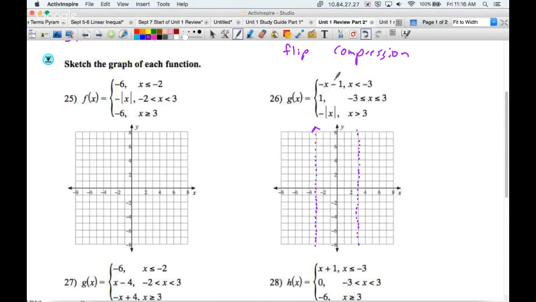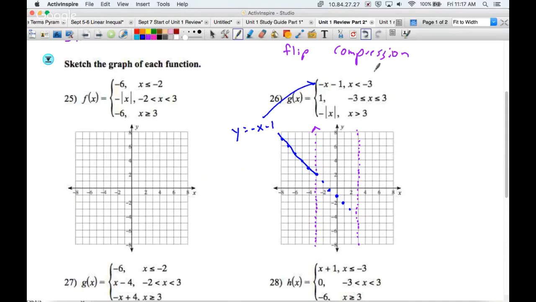In the first strip, I want to graph this equation. I rewrite it with a y equals just to help myself out. Y equals -x minus 1. That's going to have a y-intercept of -1, a slope of -1. I'm not going to keep going this way because I know the only part that I want to keep is the part that ends up in that first strip. So this is the part that I'm going to keep of that line.